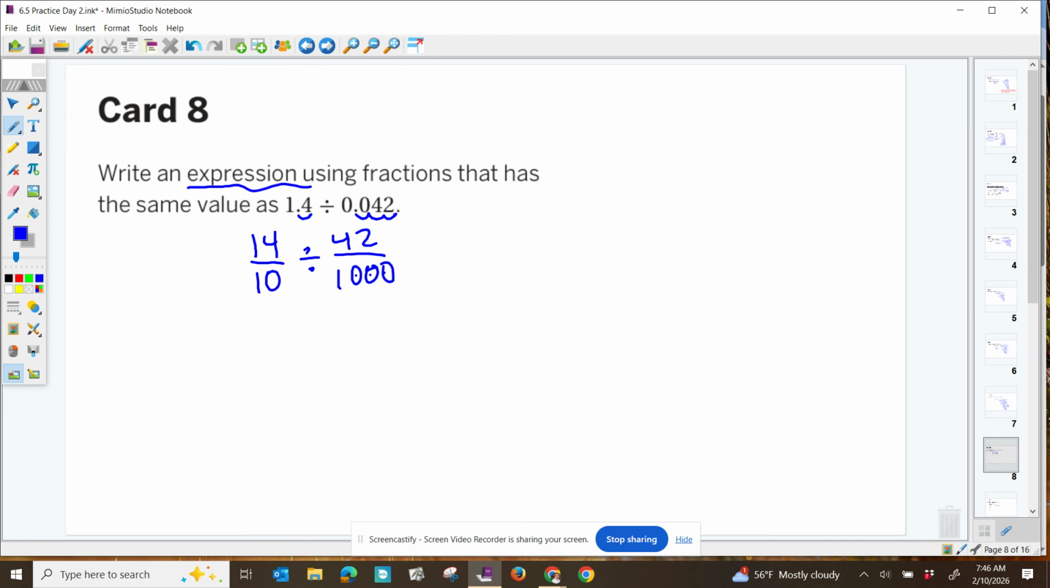That works. If you wanted to get a common denominator, it would have been 1,400 over 1,000 divided by 42 over 1,000. Either way, I like this one best, but this is common denominators. And so that's going to end the first video. So I'm going to stop.